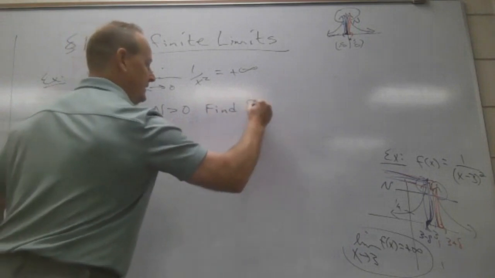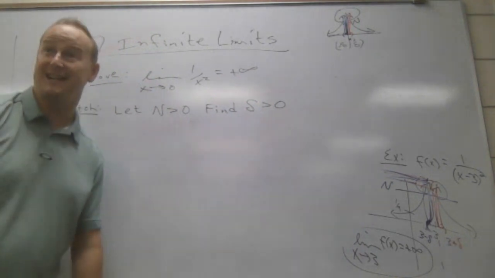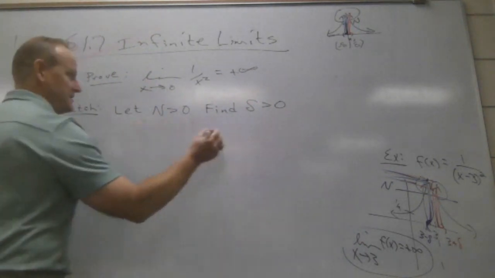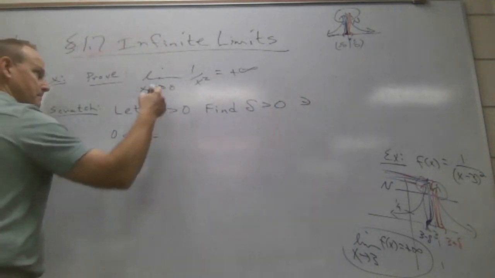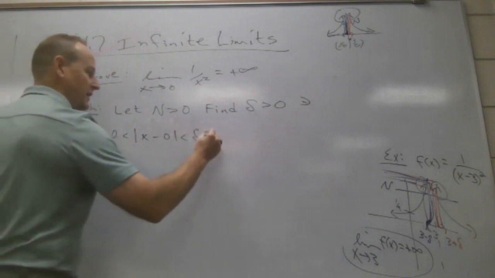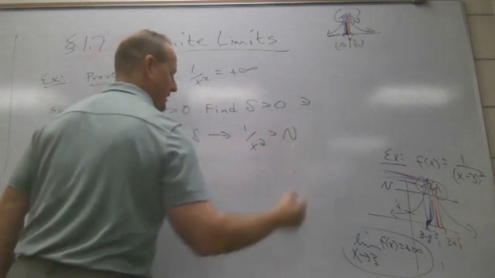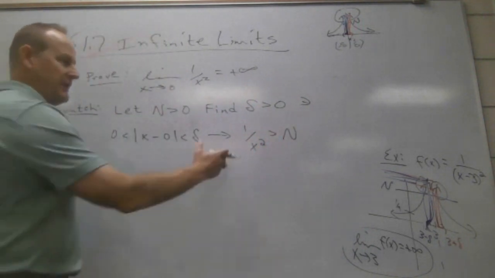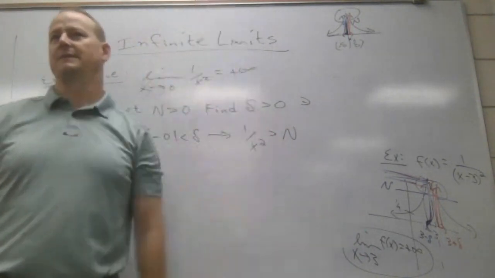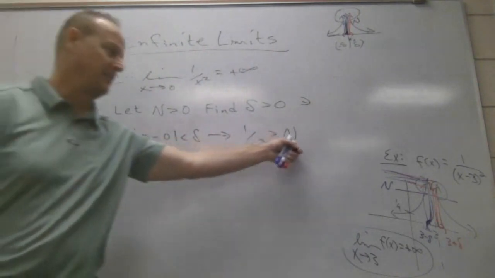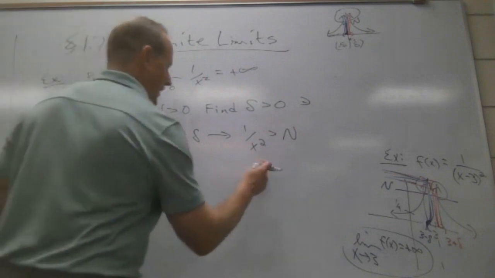So we need to find a delta greater than 0. By the way, most people end up with very good grades in here, just not yet. Find a delta greater than 0 such that 0 is less than the absolute value of x minus a, what's a, 0 is less than delta would imply or guarantee that f of x, which is 1 over x squared, is greater than that big n, right? And I don't even need absolute values around f of x. Why? Because it's way positive, right? If I'm going to be bigger than a big positive number, then my f of x would be positive, right?